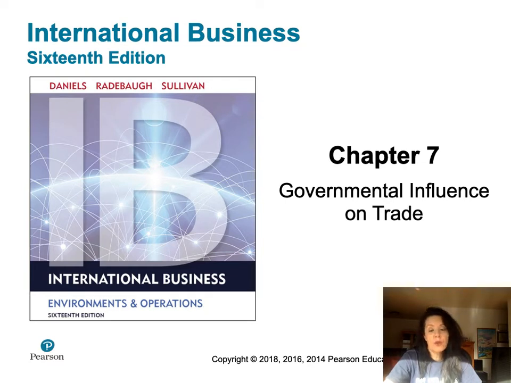Today I will be talking about governmental influence on trade, specifically covering part 2. This is part 2 of chapter 7, in which I will review the economic and non-economic rationales for trade protectionism. So we will be looking at the major forms of trade controls and trade controls' effects on companies' operating decisions, right?